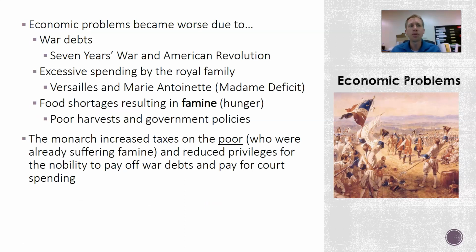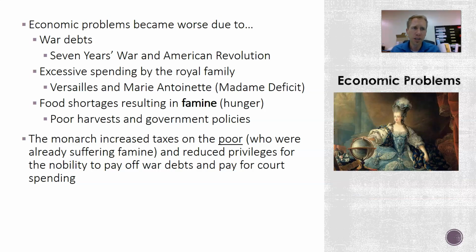So they have economic problems way back to the mid 1700s or even earlier, but the war debts from the 7 Years' War, the American Revolution, the building of the Palace of Versailles, Marie Antoinette, are going to cause more problems. And here you can see Marie Antoinette, who we said earlier was given the nickname Madame Deficit. She was considered an outsider, unable to relate to the common people. You have food shortages, which result in famine, which is widespread hunger and starvation due to poor harvest, due to the weather, and poor government policies. And all this is going to lead to major economic problems.